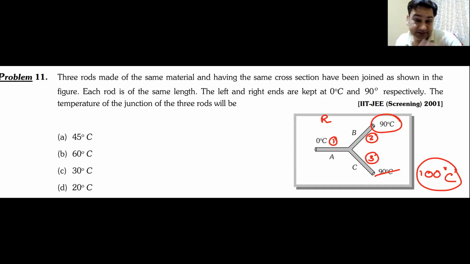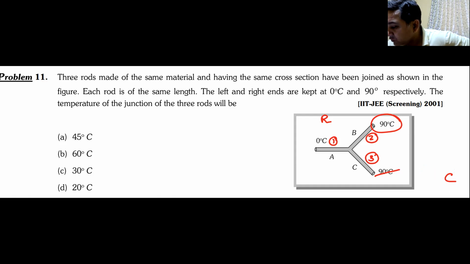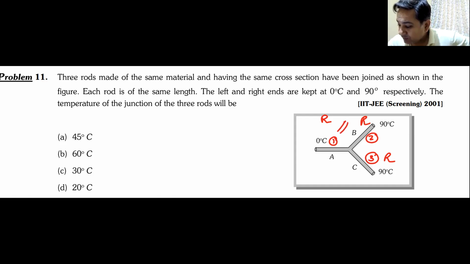So you easily could have done the screening question. Let me rub this one out first so that I don't confuse you. We'll do this question, don't worry. Right now they are in parallel. That is correct. So if I call this one R, this one also becomes R. Their effective resistance becomes R by 2. And then it is in series with the first rod.